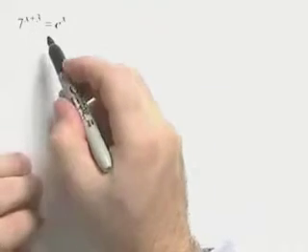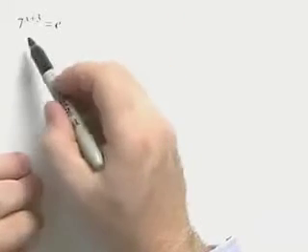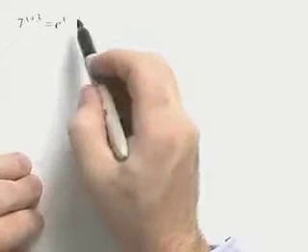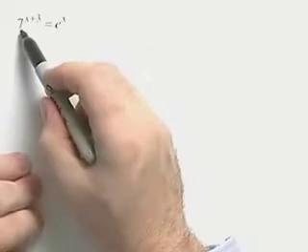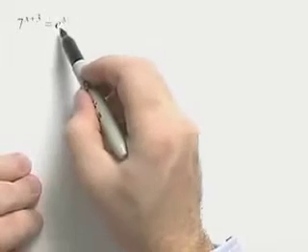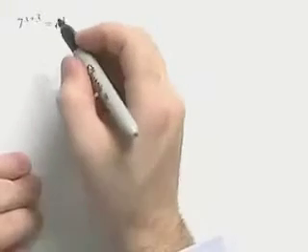In this problem we're going to solve an exponential equation. We have 7 to the x plus 3 equals e to the x. We might try to get the same base on both sides so that we could set the powers equal to each other. There's really no way we're going to be able to get 7 and e to be the same base in any nice way.